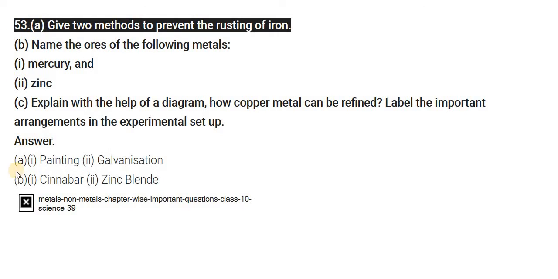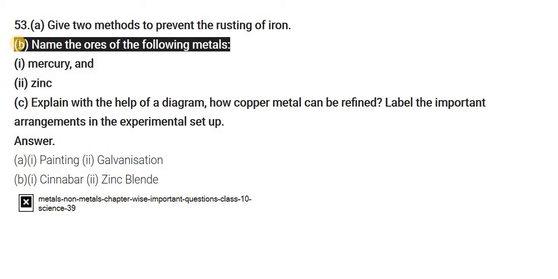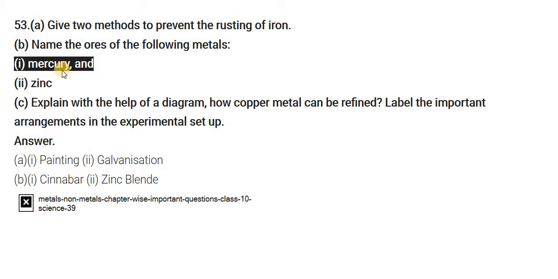Now the B question: write down the ores of the following metals. As we already saw in the previous question, the ore of mercury is cinnabar, HgS, and the ore of zinc is zinc blende.